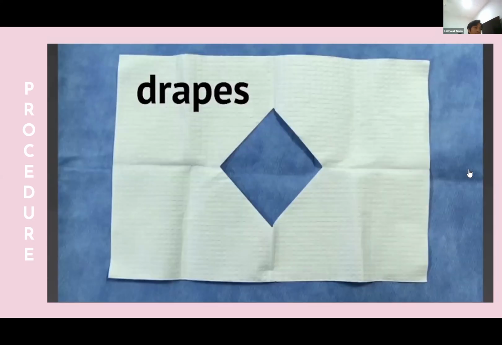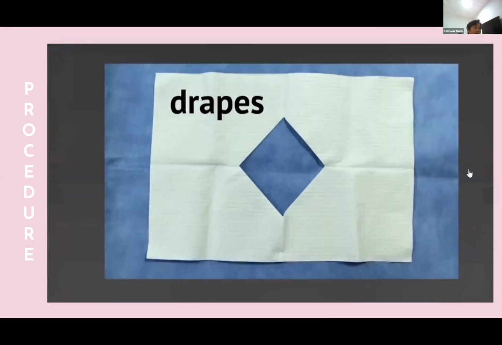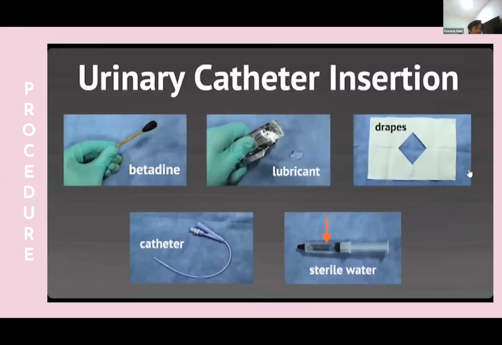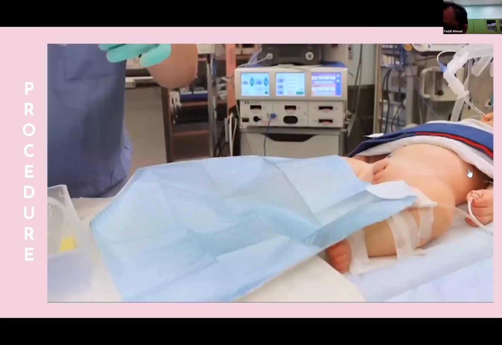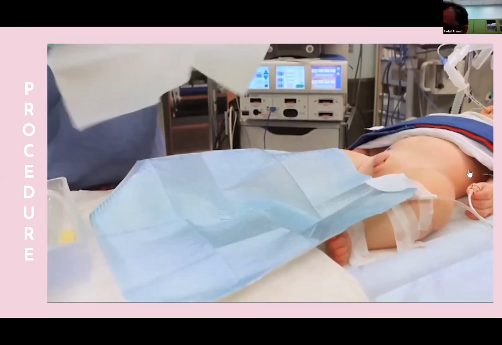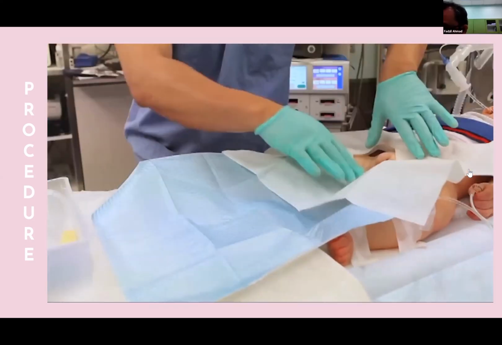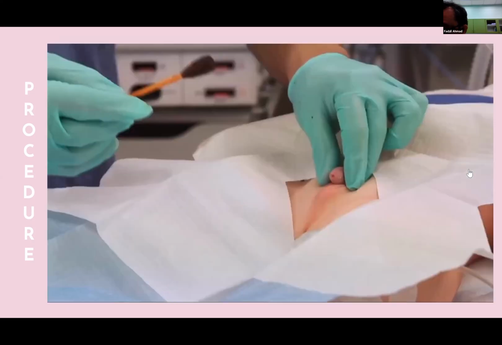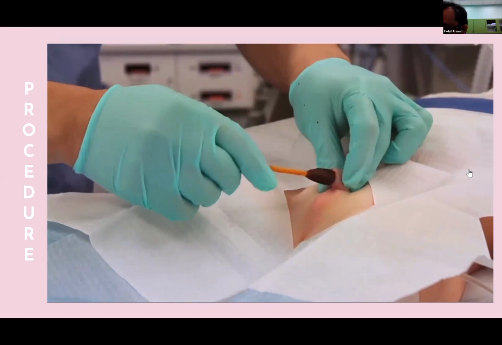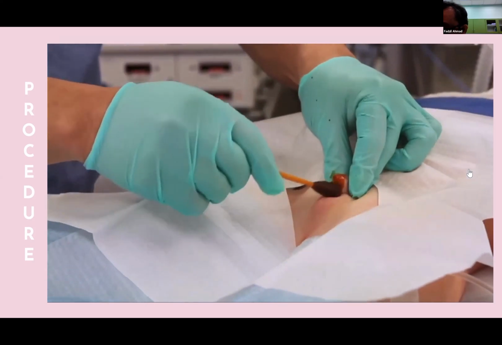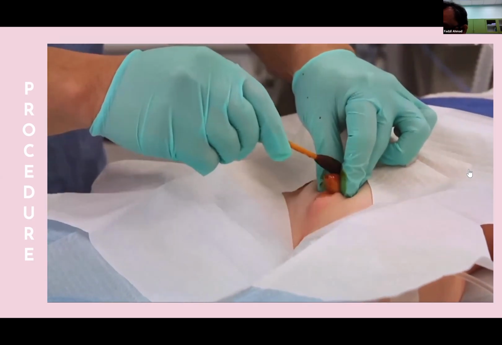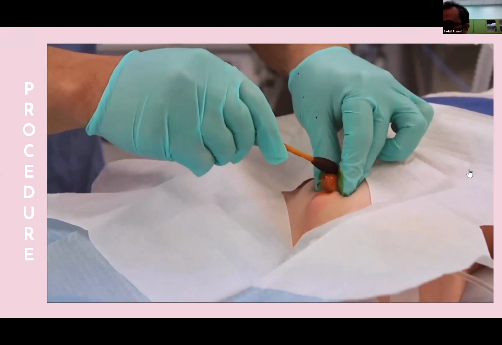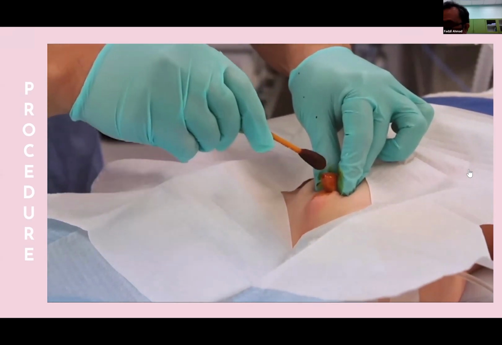The procedure first begins with providing drapes around the patient in order to maintain a sterile field. Next, betadine should be amply applied to the head of the penis in order to sterilize the field. Betadine is applied in a circular motion, starting from the center, moving outward.